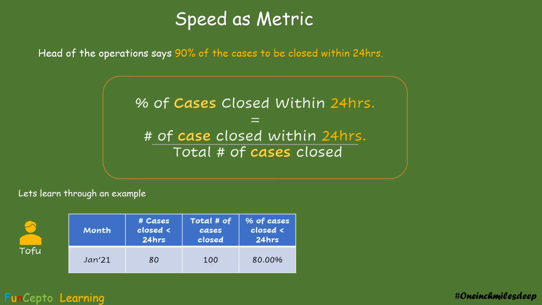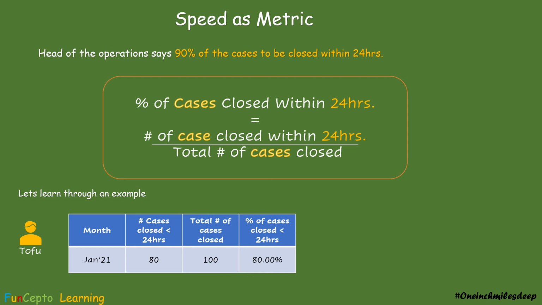Now Tofu has gone back, looked into, let's say, the CRM, and he has spooled this information for January, from 1st to 31st of Jan. He has got the total number of cases which were responded to within 24 hours. Now how do you get this? Close date minus your start date. From the time you have received the query in your CRM to the time that it is closed, and that's what the 24 hours talks about.